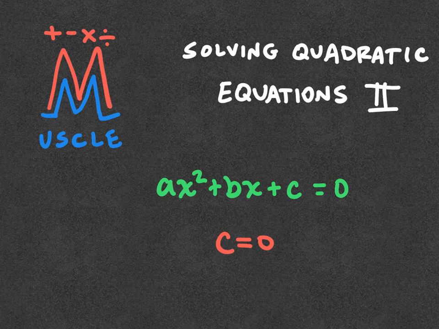In part 1, we spoke of scenarios where b equaled 0. Today, in this video, we're going to look at when c equals 0. So without any further delay, let's get it on.